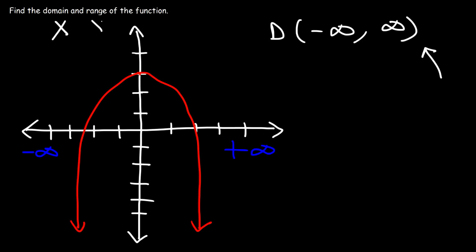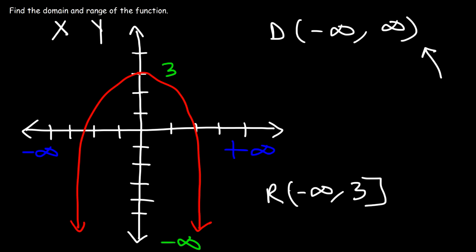Now let's focus on the range, the y values. The lowest y value, we can clearly see that it's negative infinity because it keeps going down forever. But the highest y value is 3. It never goes beyond 3. So the range, starting from the lowest value to the highest value, is negative infinity to 3, including 3. And so that's how you can determine the domain and range of a parabola.